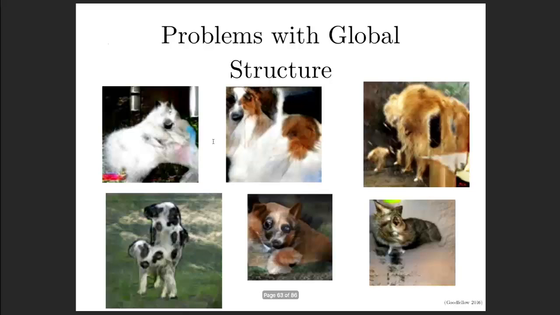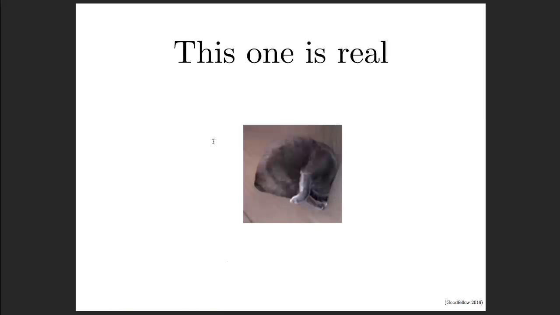So did anybody notice anything that actually looked real in these samples? Aaron? Yeah, so the cat was real to test your discriminator network. Good job, Aaron.